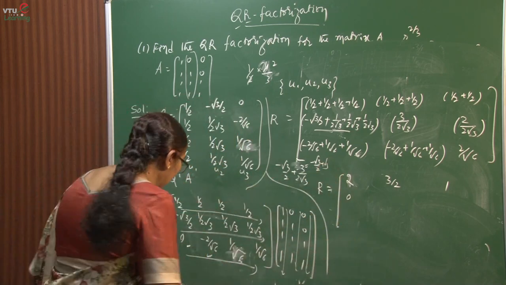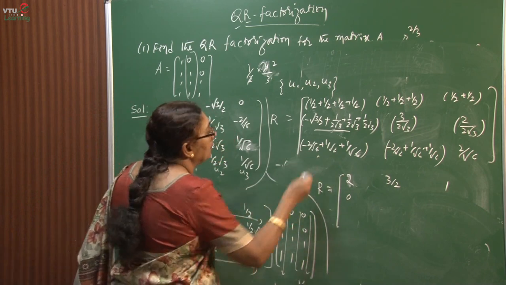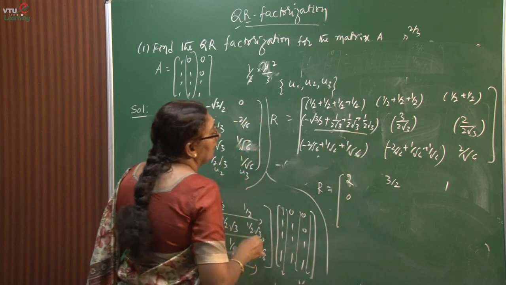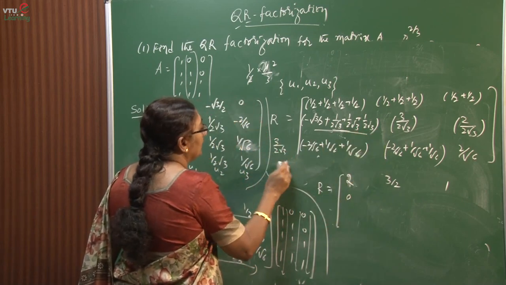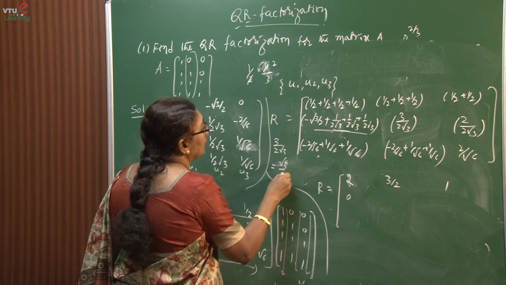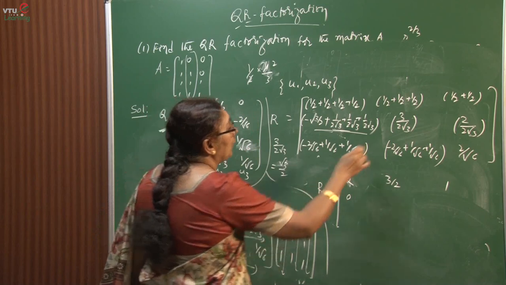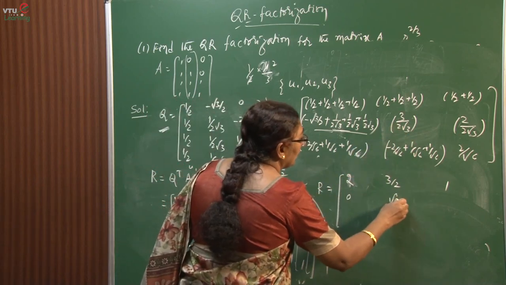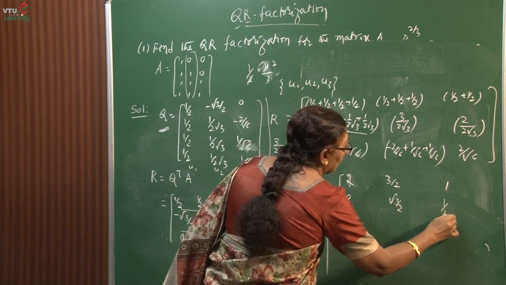Please try to understand. If it's not clear, do it separately, because it's simple simplification. First, you group these three. We get 3 by 2 root 3. Simplify that, we get root 3 by 2, which is cancelled with this, so we get 0. Next, this value: if you want to simplify, root 3 gives root 3 by 2, because 3 cancels root 3. Now 2 cancels, we get 1 by root 3.